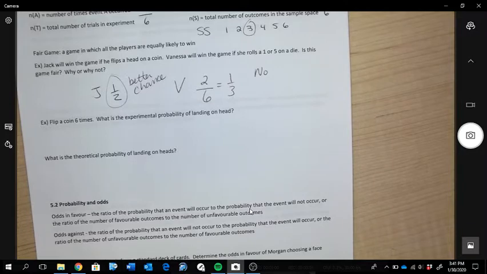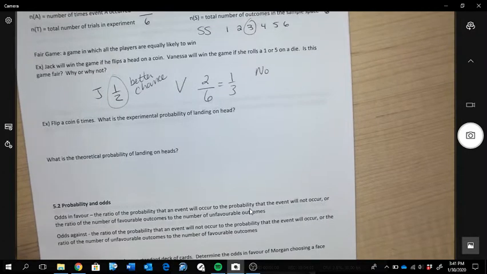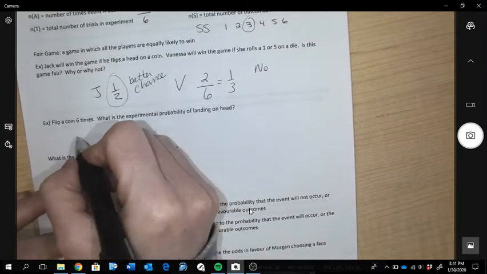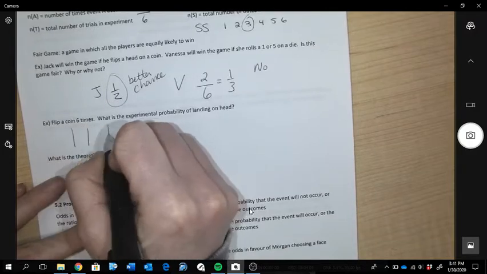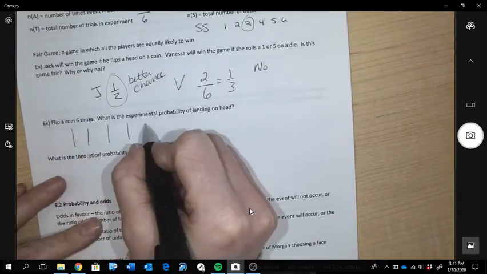Flipping a coin. Let me get a coin here. Okay, flip a coin. What's the probability of landing on a head? Experimental. Okay, so 6 flips. 1, 2, 3, 4, 5, 6.